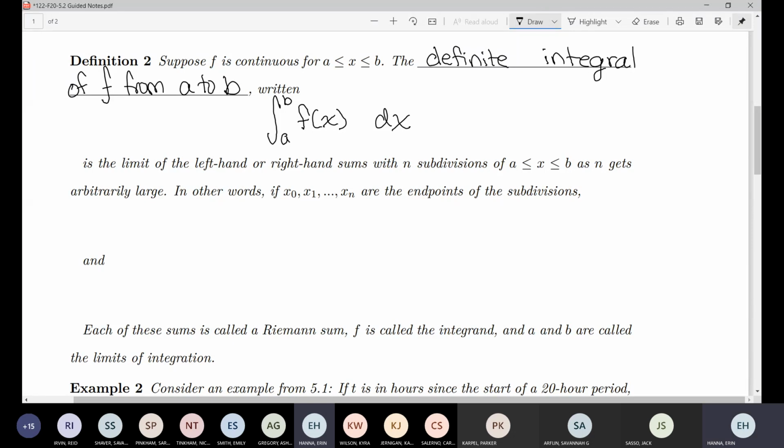But I do want to pause really quick and talk a little bit about the setup here. The a and the b, those are called bounds. I think they have a couple other names, but I'll always call them bounds. And then the f of x is called an integrand. So if you ever hear me say integrand, I mean the function that's in the integral.